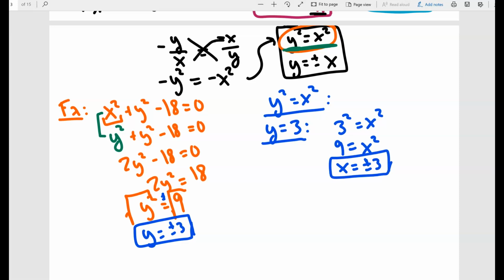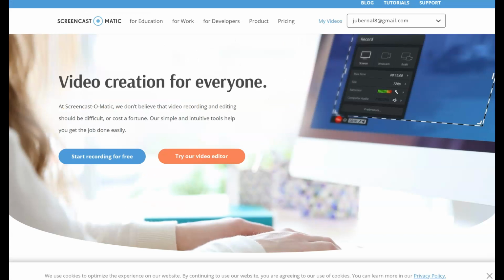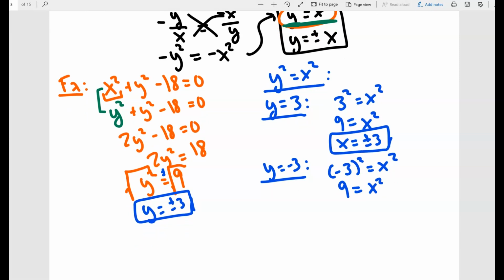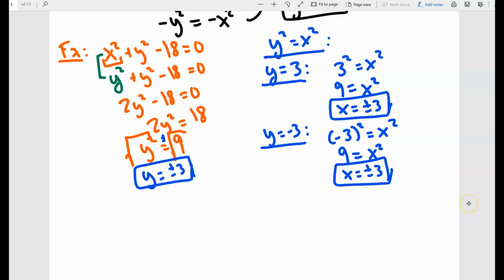And now I'm going to plug in y equals negative 3. So I'm going to have negative 3 squared is equal to x squared. This is still going to give me 9 equals x squared. So x is equal to plus or minus 3. Now let's look at all the pairs.